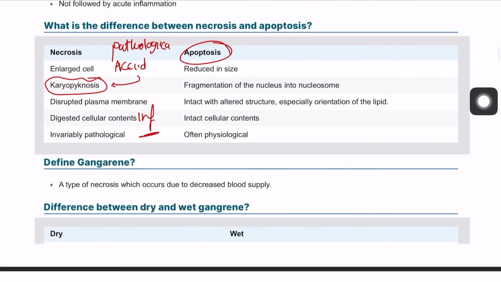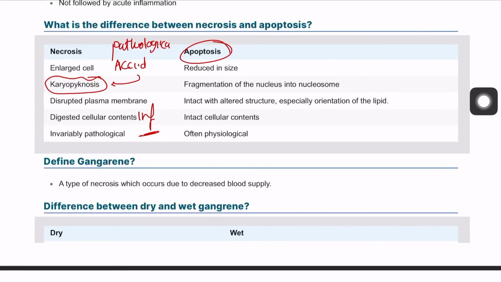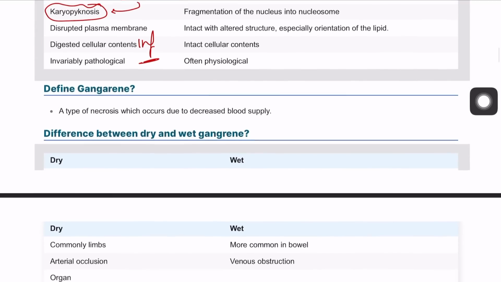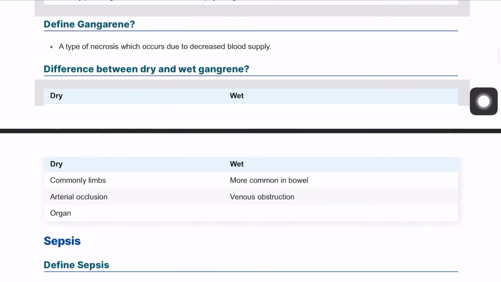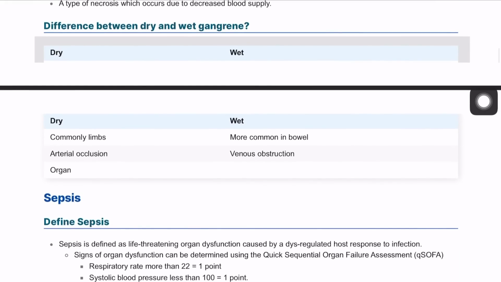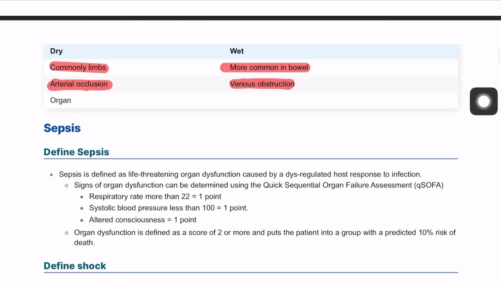Gangrene is a type of necrosis, or a gangrenous necrosis. It's a type of necrosis that leads to death of tissue due to loss of blood supply. What is the difference between dry and wet gangrene? So, dry gangrene commonly happens in limbs, and is due to arterial occlusion. And wet gangrene usually happens in the bowel and is due to venous stasis rather than arterial occlusion.